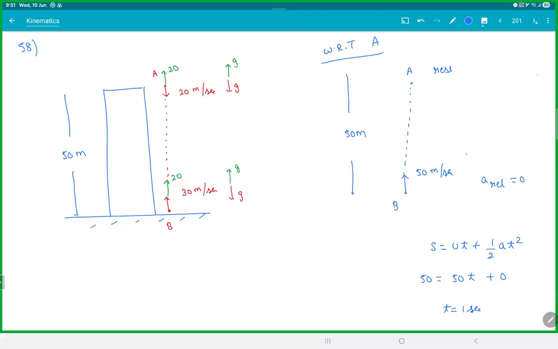Now here, one important thing you need to understand: time in all frames is the same. Whether you stand on the ground, on B or on A, they are going to collide in 1 second only. So whatever time you got with respect to A, you can use in any frame. Time in all frames is the same. Is that making sense, why time is the same in all frames?